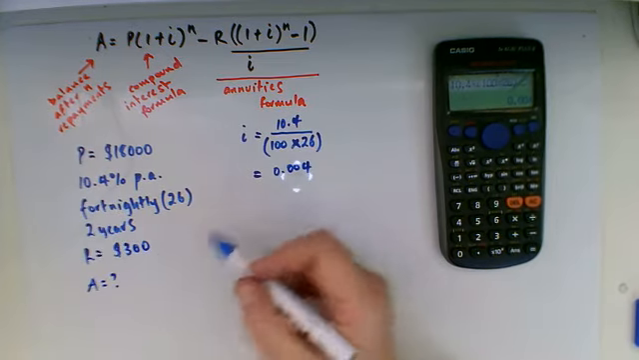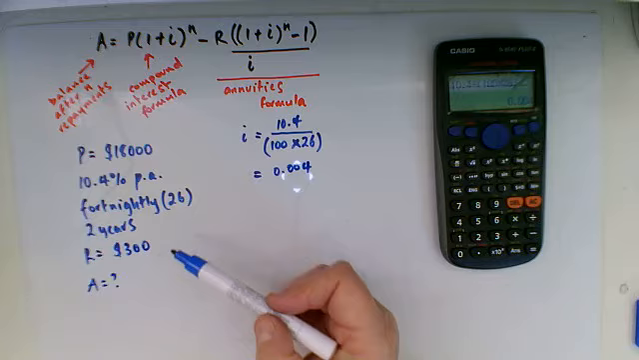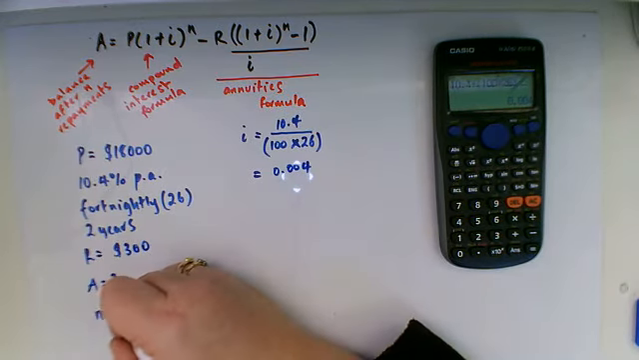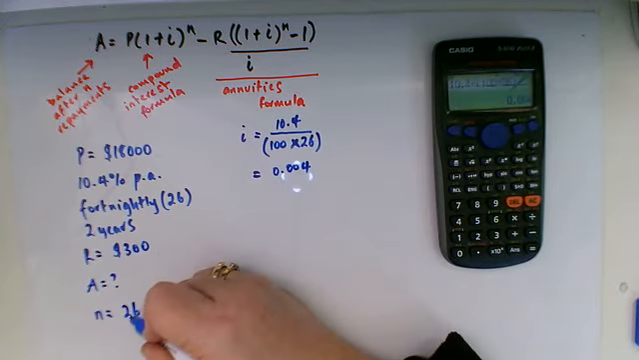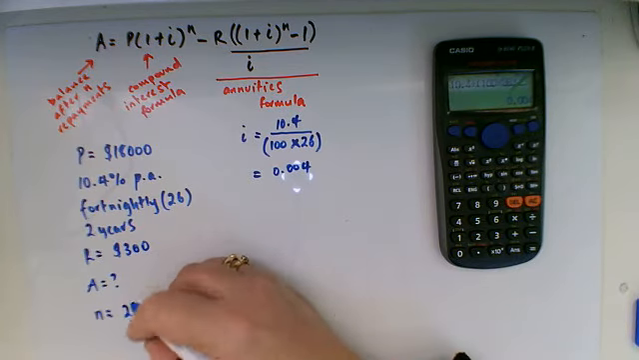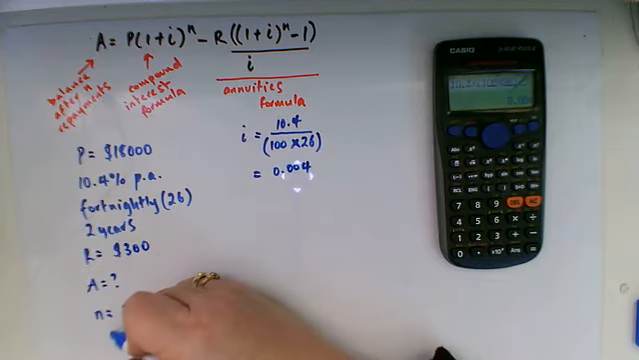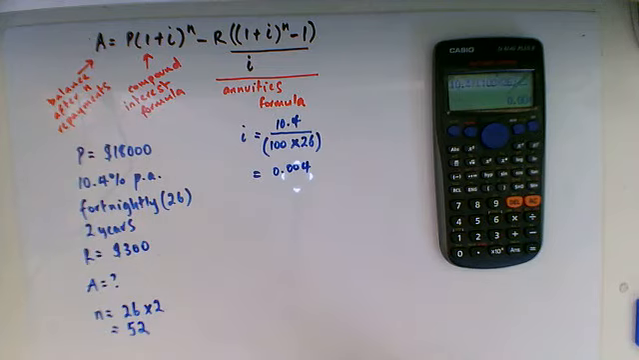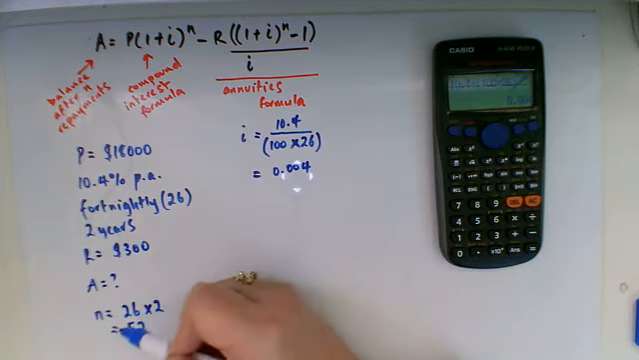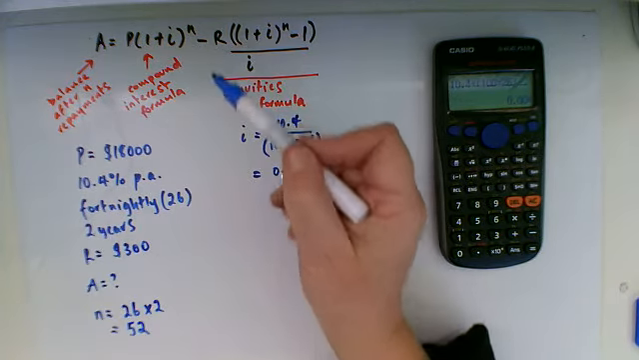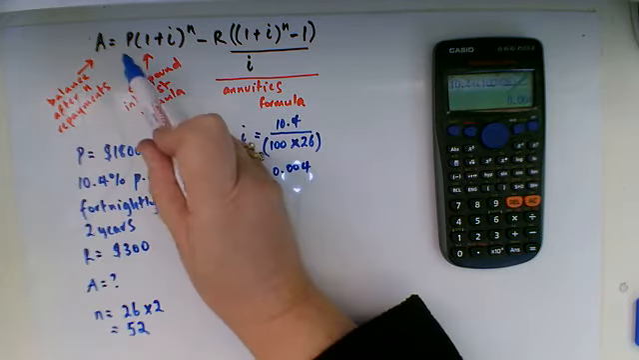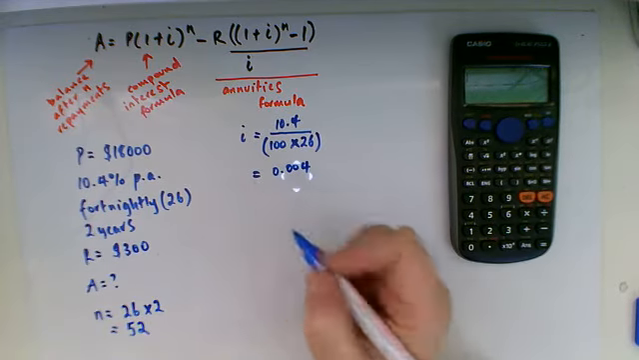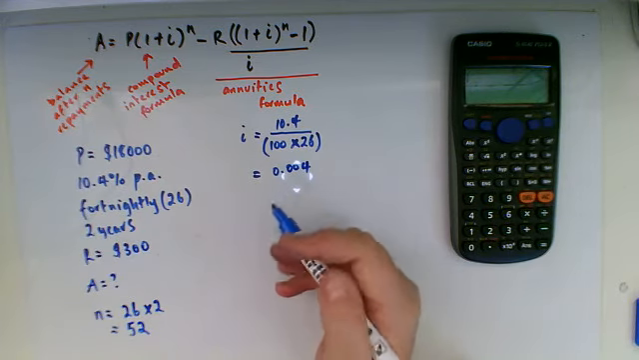Okay, so we need to work out N for the loan that we're looking at. So it's fortnightly for 2 years. So N is going to equal 26, because it's 26 compounding periods in a year and it's over 2 years. So we multiply it by 2, so the final value for N is 52. So we have I, we have N, we have R, which is 300, and we have P. So we've got all the information we need to work out the balance of the loan after 2 years.